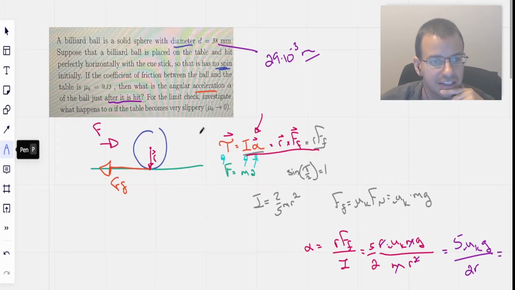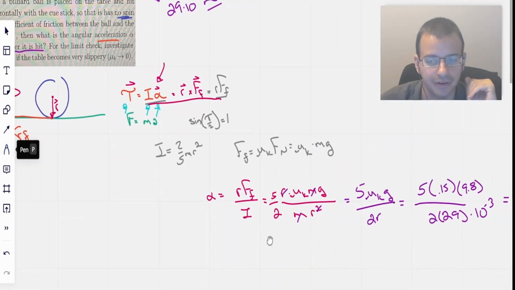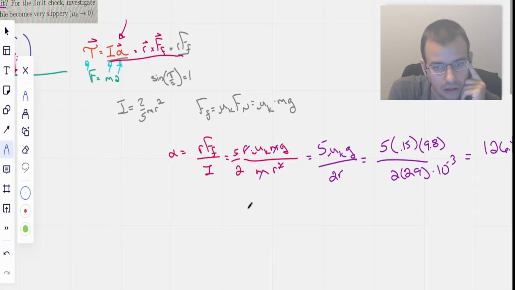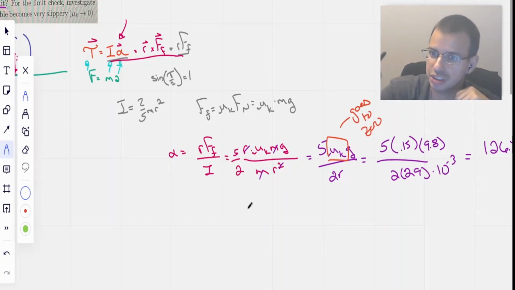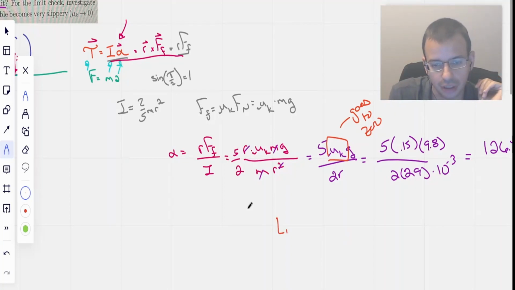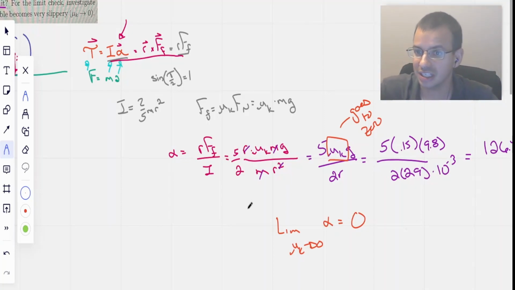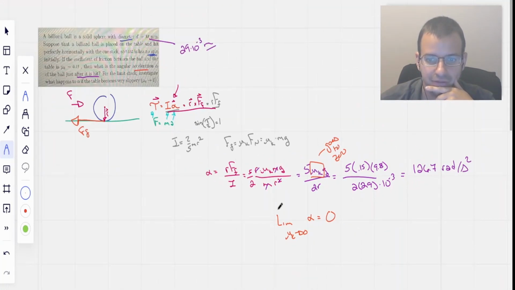All right, and so then it says, for the limit check, investigate what happens to alpha when mu k goes to 0. So mu k, right here, when that goes to 0, then the whole numerator goes to 0, so the whole fraction goes to 0. So the limit as mu k goes to 0 of alpha is 0. Alpha also goes to 0. So basically that makes sense, because if it's going to slide, there's going to be no friction to cause it to spin. So that's what would happen if your kinetic friction lowers.